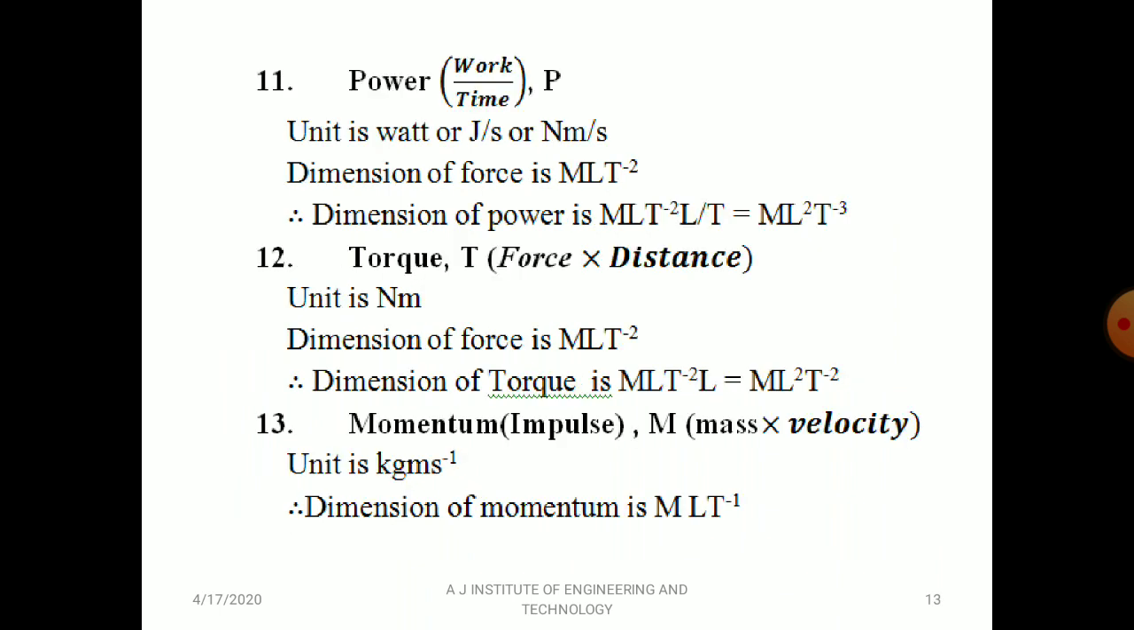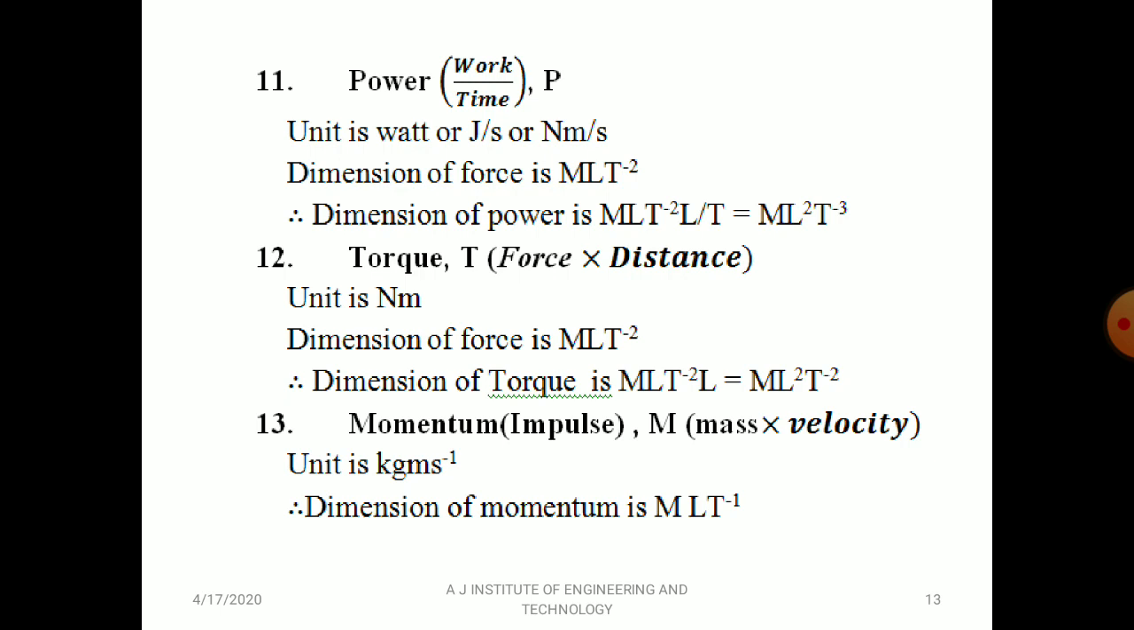Next, power. Power, as we all know, is the rate of change of work. It is represented by capital letter P, or work by time. So the unit of power is watt or joule per second or Newton meter per second, because work has unit Newton meter divided by second, that gives power, or joule per second, otherwise it is called watt. So the dimension of force is M into L into T to the power minus 2.